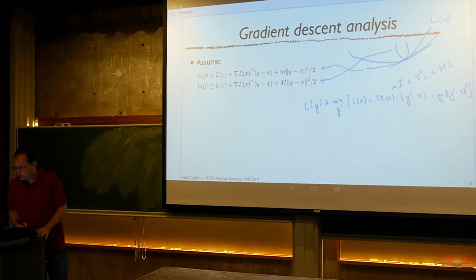So that's certainly true. If we do that optimization, that means we take the derivative with respect to y prime. There are two terms that have y prime in them, this one and that one. So when we take the derivative with respect to y prime, we get that the gradient of L at x, that's the derivative of the first term, plus m times y prime minus x, that's the derivative of the second term, has to equal 0. And so what that means then is that y prime has to equal x minus the gradient of L at x over m. Did I do that right?